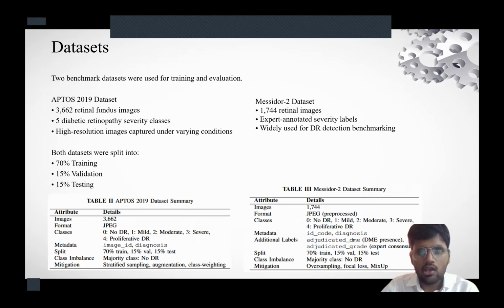Moving on to the dataset, two benchmark datasets were used for training and evaluation. First is Aptos 2019, which contains 3,662 retinal images, categorized into five diabetic severity classes. The second dataset is Messidor-2, which contains 1,744 retinal images with expert annotated labels. The dataset was split into 70% training, 15% validation, and 15% testing to evaluate model performance.